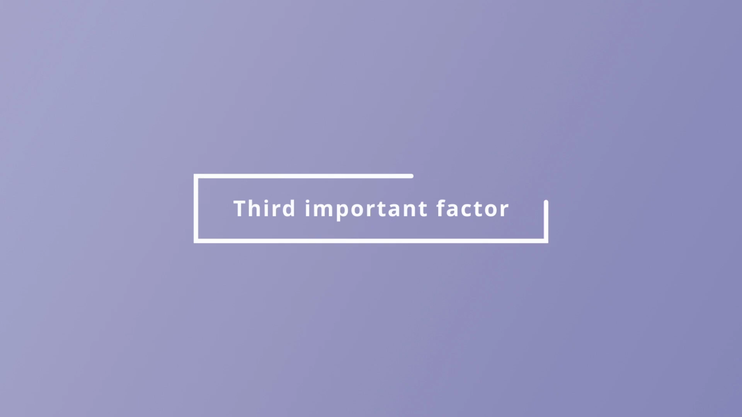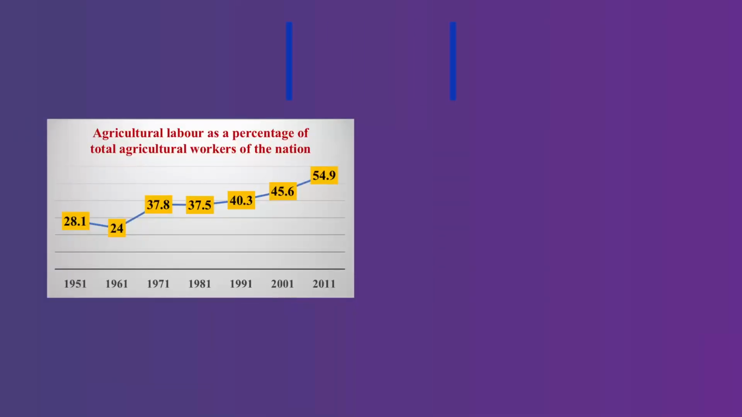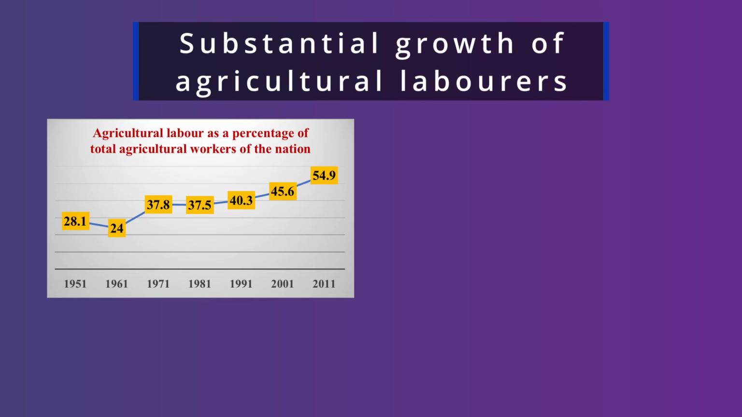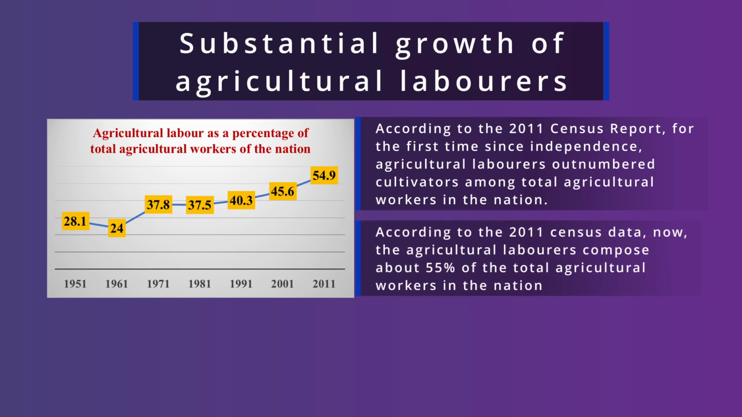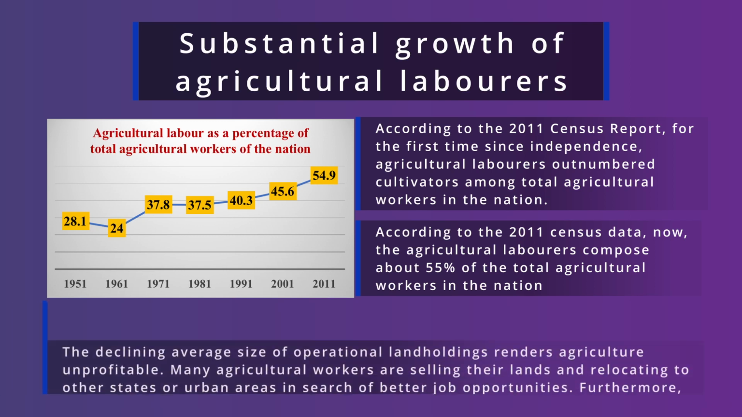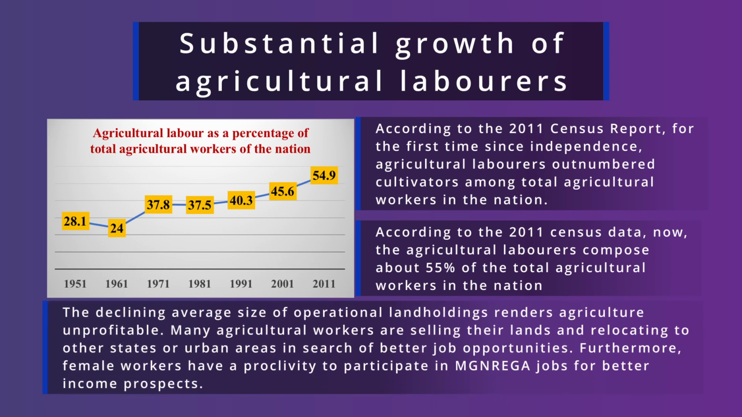The third important factor that I want to mention in this connection is the substantial growth of agricultural laborers in the total agricultural workers of the nation. Now, since independence, this is the first time in the 2011 census report we find that the number of agricultural laborers is outstripping the number of cultivators. And according to the 2011 census data, agricultural laborers compose about 55% of the total agricultural workers in the nation. Now, there could be different reasons for this growth of agricultural laborers.